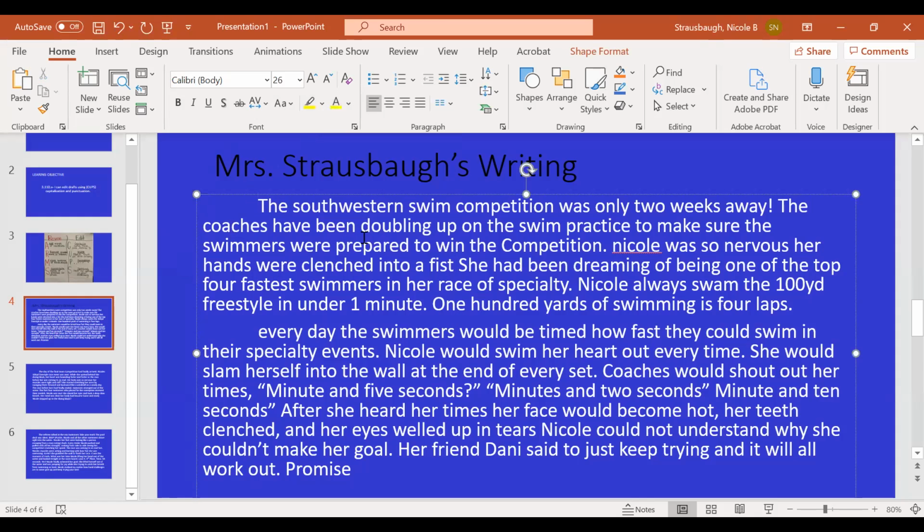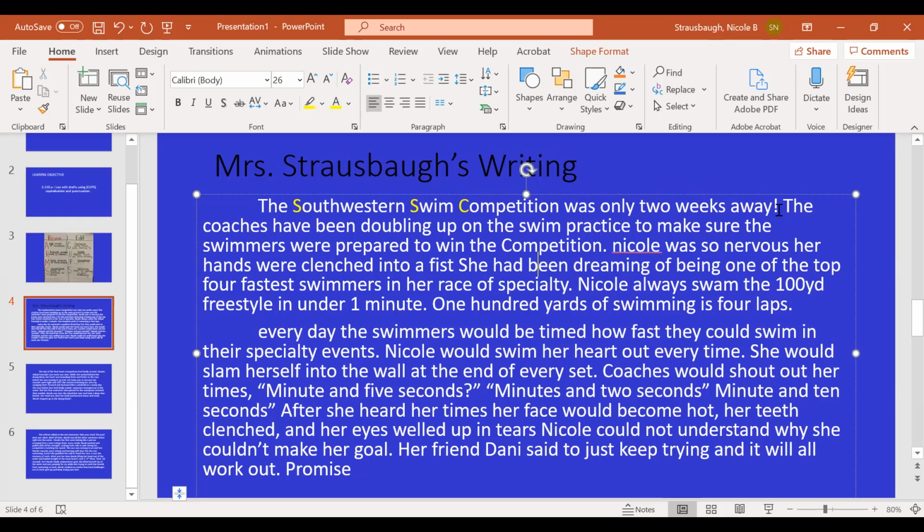Here we go. All right, so the Southwestern Swim Competition. So this is a specific name to a specific swim competition. So South, I said yellow. Here we go. Southwestern Swim. This is the name of a specific competition. Okay. All right. So anything that's in yellow is what we are fixing for capitalization and punctuation. Was only 2 weeks away.